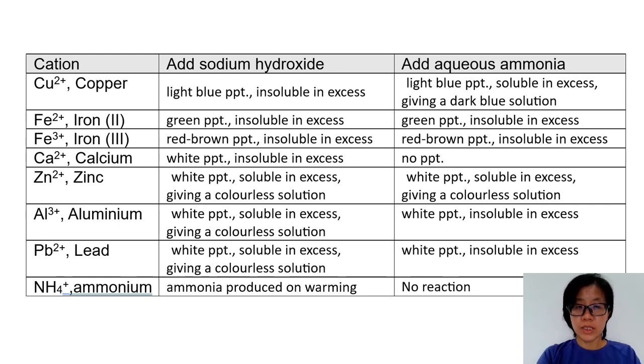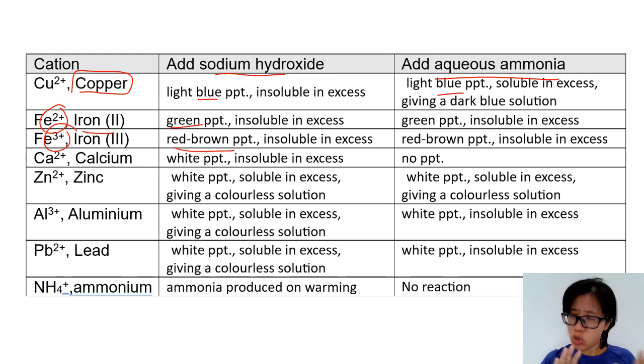Alright, so first are the more obvious colors. Copper, when you add sodium hydroxide or aqueous ammonia. Take note, these two are ways for us to check what cations are present in that particular solution. So if we add any of these, this is blue. So when you see blue color, normally it is copper related. Okay, iron 2 is green, now iron 3 is reddish brown.